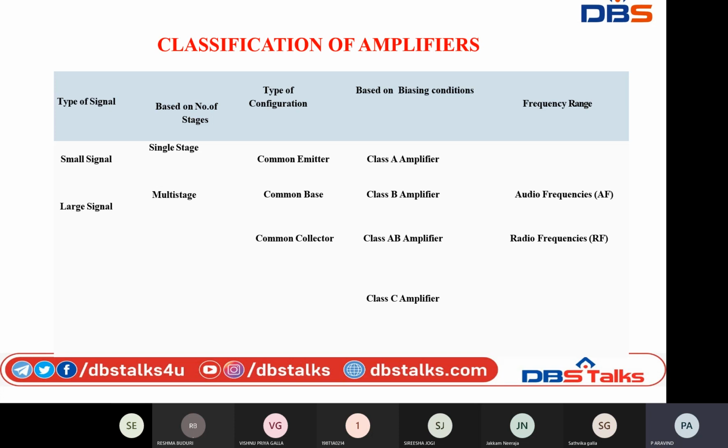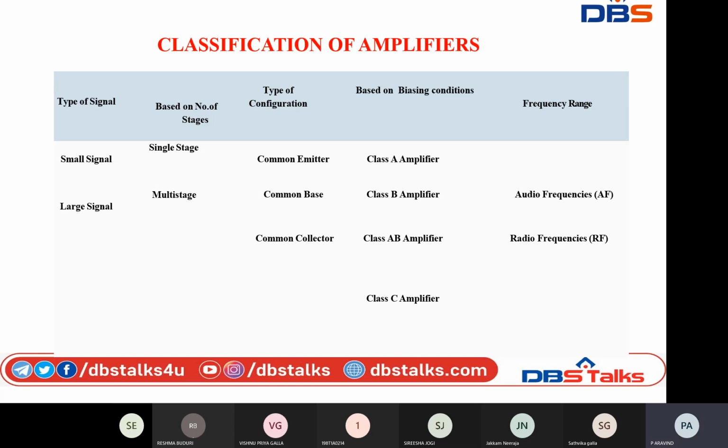Based on type of configuration, amplifiers are classified into common emitter amplifier, common base, and common collector, as well as based on number of stages. So amplifiers are classified into single stage amplifiers as well as multi-stage amplifiers. Based on input signals, that is, based on type of the signal, small signal amplifiers as well as large signal amplifiers. Based on biasing conditions, the amplifiers are also classified into Class A amplifier, Class B amplifier, Class AB amplifier, and Class C amplifier.